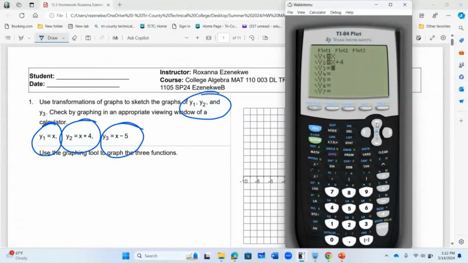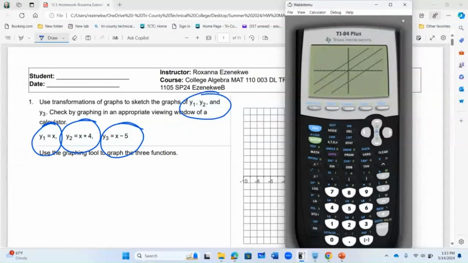This should be a review for a lot of us. All right, so x minus 5. This time, this is the minus you're going to use. Minus 5. And I'm going to graph all 3 of them. See, it looks like a tessellation. So this is a transformation of a linear function.